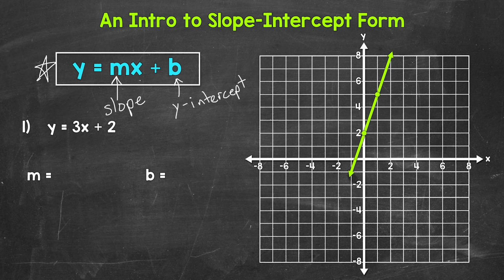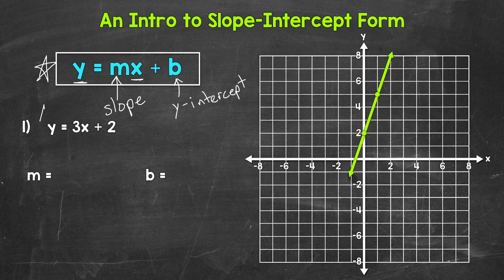This gives us all the information we need to graph a line. And then the x and y variables represent the x and y coordinates of any point on the line. So when writing in slope-intercept form, we can leave those as just x and y. Let's jump into our first example here where we have y equals 3x plus 2.